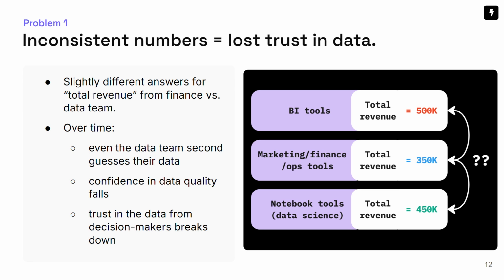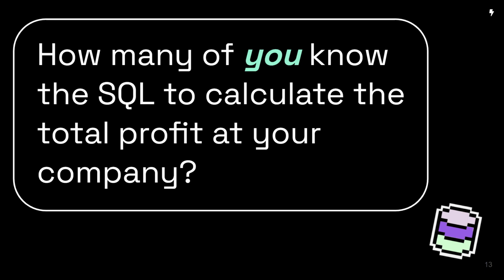And so the confidence in data quality really falls across the company, and the trust in data from key decision makers ultimately breaks down, right? And so it's hard to be a data-driven organization when no one can trust the data. And the idea here is that a semantic layer allows you to have more consistency in the numbers, leading to more trust in the data across your organization. So that's the first big problem that a semantic layer solves.